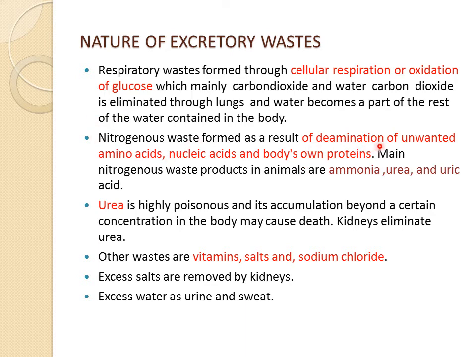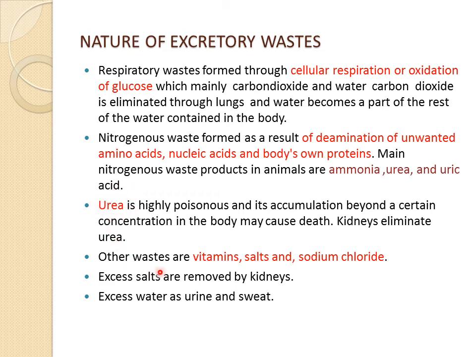These are formed as a result of deamination of unwanted amino acids, nucleic acids and the body's own proteins. These are all end products of deamination of amino acids, nucleic acids and proteins. We get the end products as ammonia, uric acid and urea. These all accumulate in the cell and are very toxic in nature. Mostly urea is a highly toxic compound, which, if stored in our body cells beyond a certain concentration, causes death. So the kidneys help in the elimination of urea from our body.